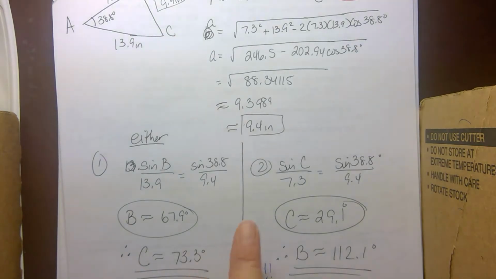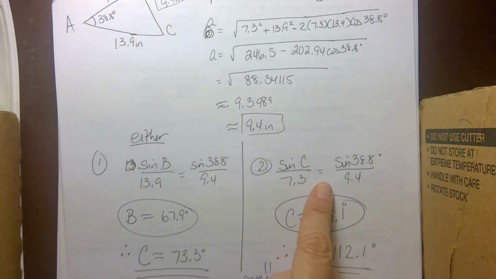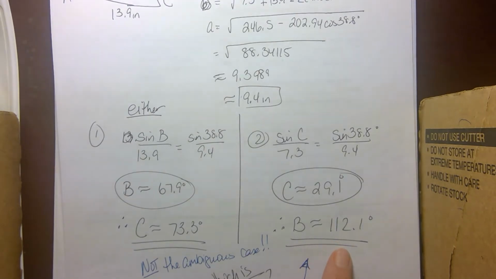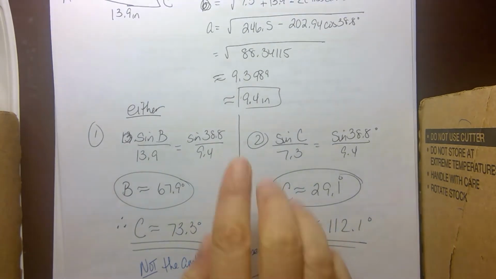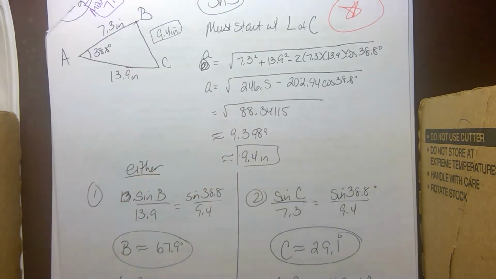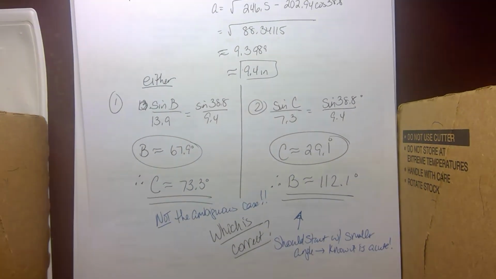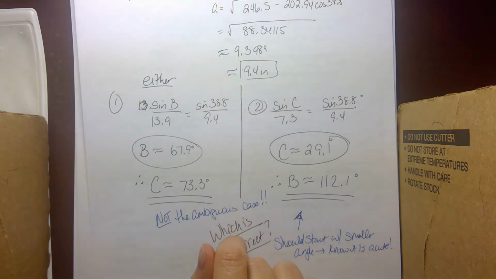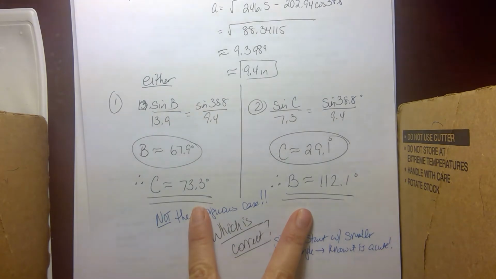However, if I start with law of sines to find angle C, I get angle C as 29.1 degrees, not 73 degrees, and that would make angle B 112 degrees, obtuse. But side angle side is not our ambiguous case. However, because of the way it's set up, I can make it turn into what looks like an ambiguous case by choosing the wrong way to go. Which one of these two is correct?